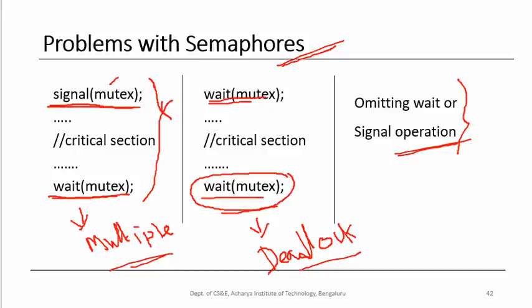Let me stop here. I hope you have understood whatever we have discussed in today's class. Semaphores are very important and useful tools for achieving synchronization among concurrently running cooperating processes. Let me stop here. Thank you very much.